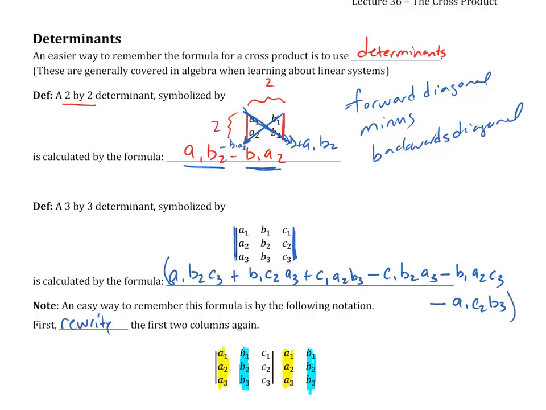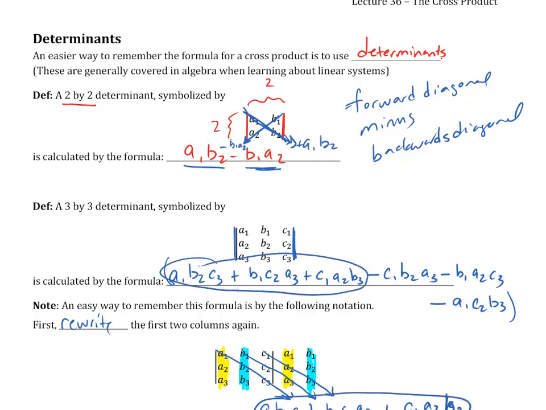Now take the forward diagonals. What are those? Those are A1, B2, C3, B1, C2, A3, and, actually, I should have written that in the same order that it goes, C1, A2, B3. C1, A2, B3. You add all those up. And where do you notice those? These guys are right here. Boom.